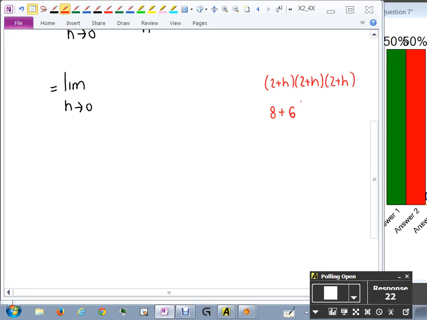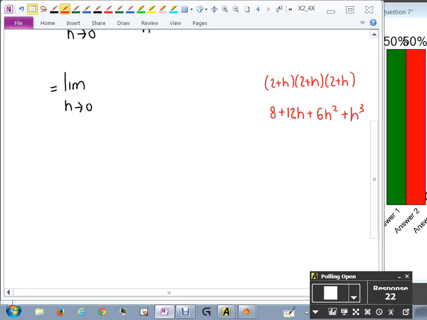Six h plus 6h squared plus h cubed. We won't do it right now. We'll do it later. That's what you should get if you multiply this all out. One of these, hold on, 12.